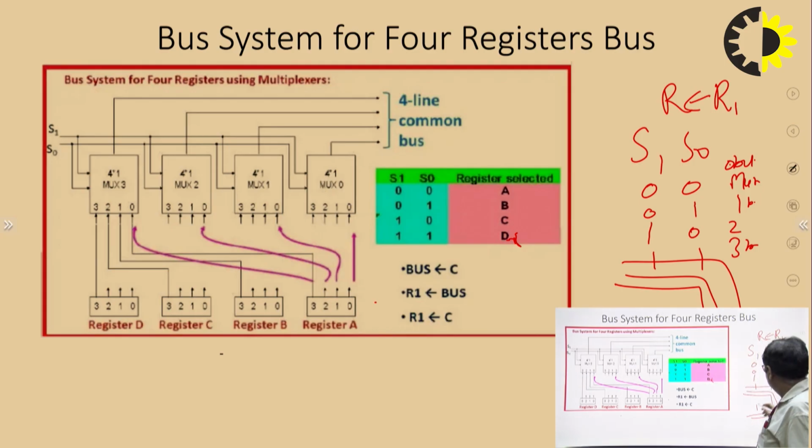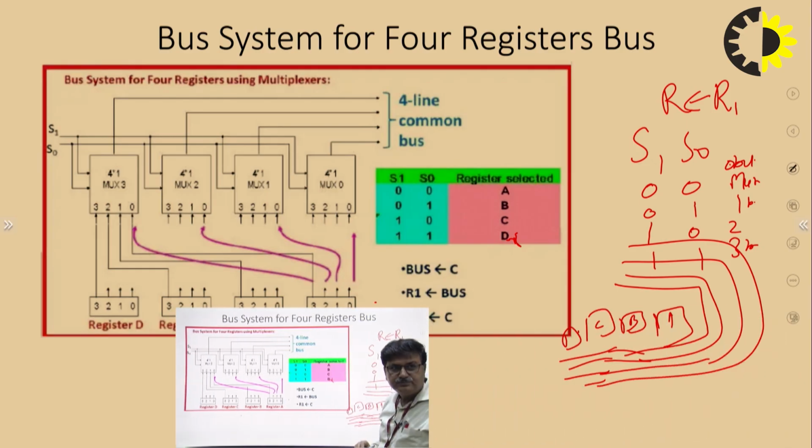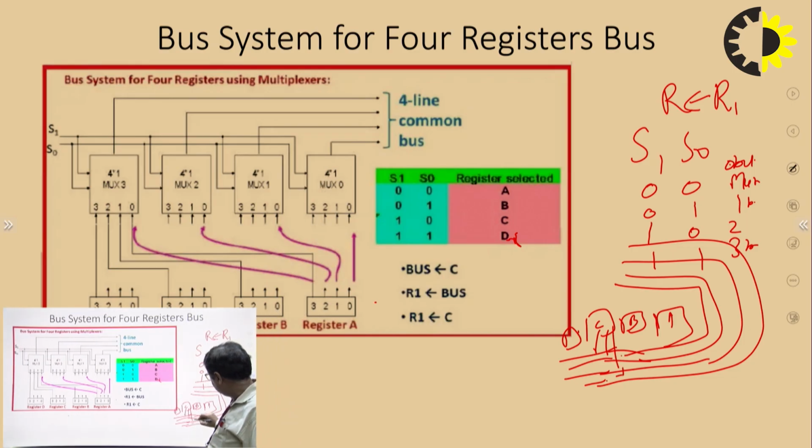So that these 4 lines are connected to all the registers: register A, register B, register C, register D. All are connected to this. These 4 lines are all connected to this, which means data is available to all registers.